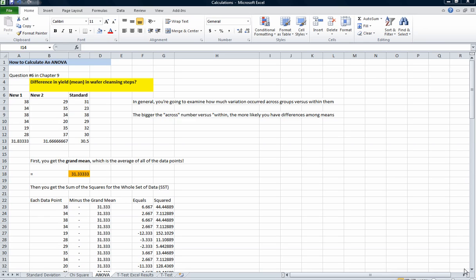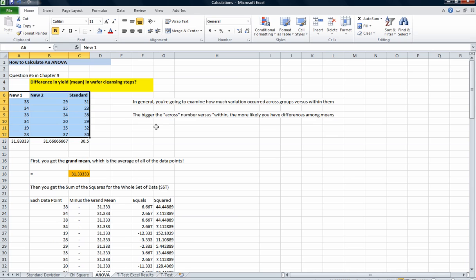Okay, so now we're going to talk about how you can calculate an ANOVA. The question that I've used is question number 6 in chapter 9 of the book, which starts at the bottom of page 202 and ends over on page 203. I've copied the data right here for you.